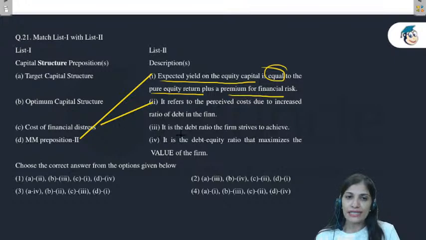Cost of financial distress. It is the debt ratio the firm strives to achieve, that is target capital structure. It is the debt equity ratio that maximizes the value of the firm, optimum capital structure. So our answer would be A3, B4.